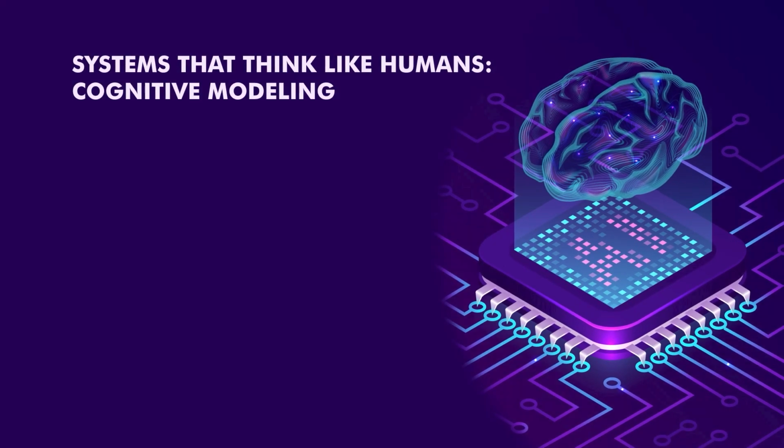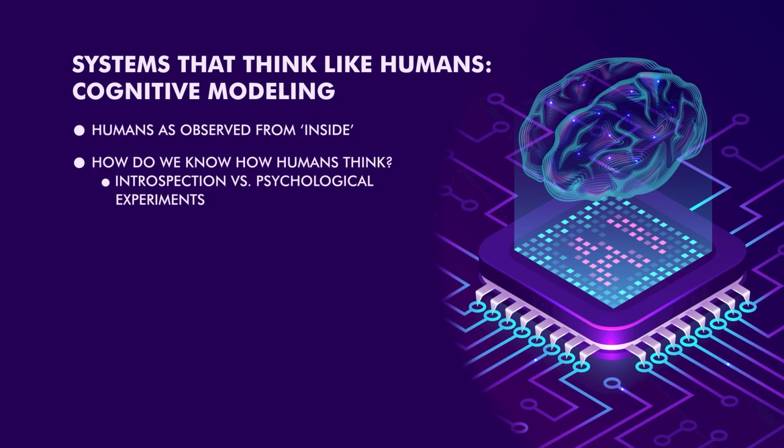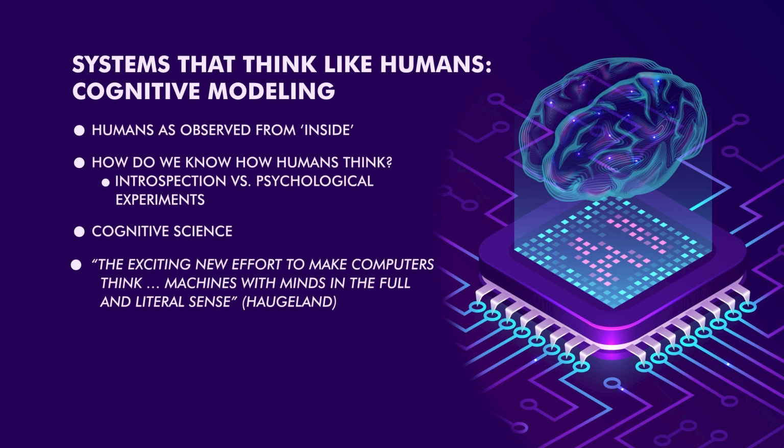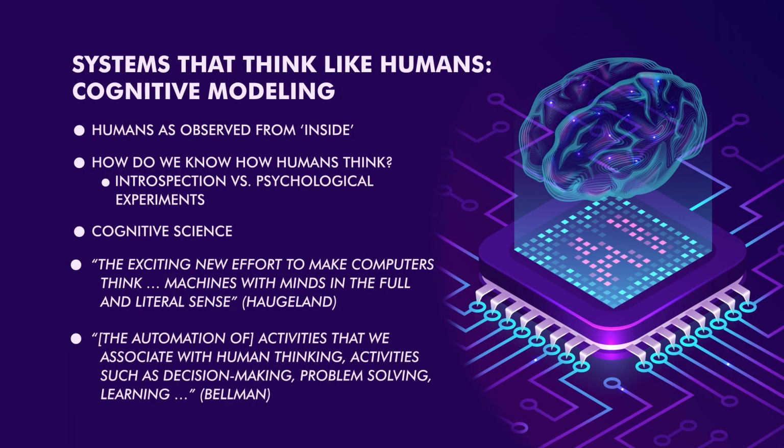So, again we come to this diagram where we can now come to the systems that think like humans. Systems that think like humans, that means cognitive modeling. Humans as observed from inside. How do we know how humans think? Cognitive science, the exciting new effort to make computers think, machines with minds in the full and literal sense. The automation of activities that we associate with human thinking, activities such as decision making, problem solving, learning, etc.